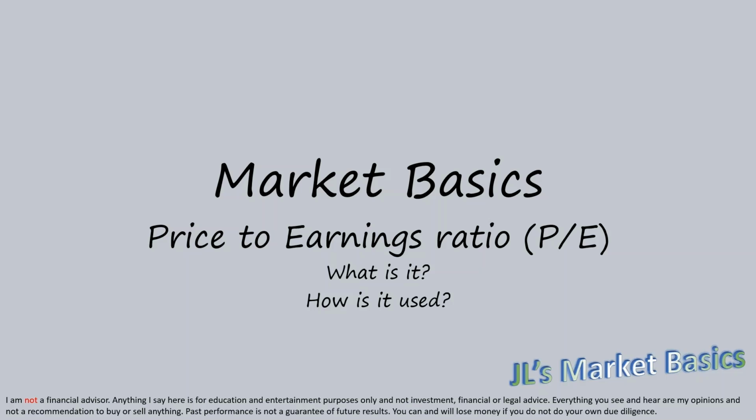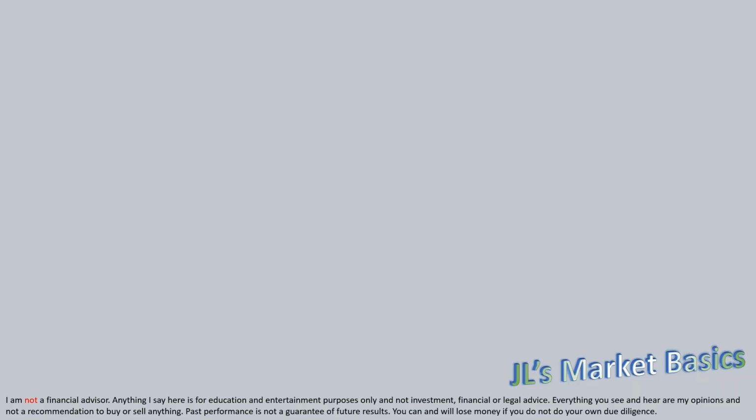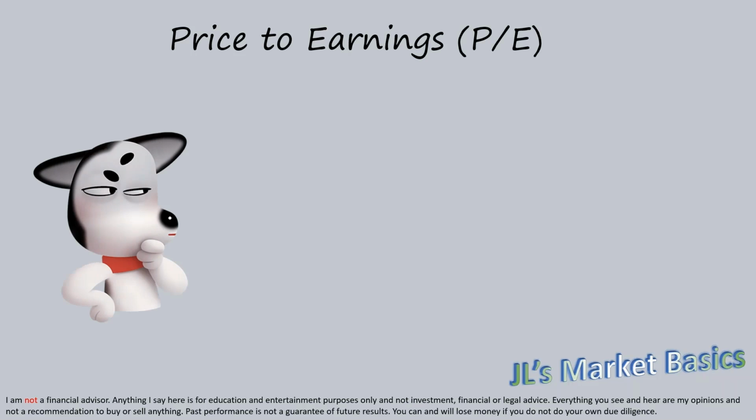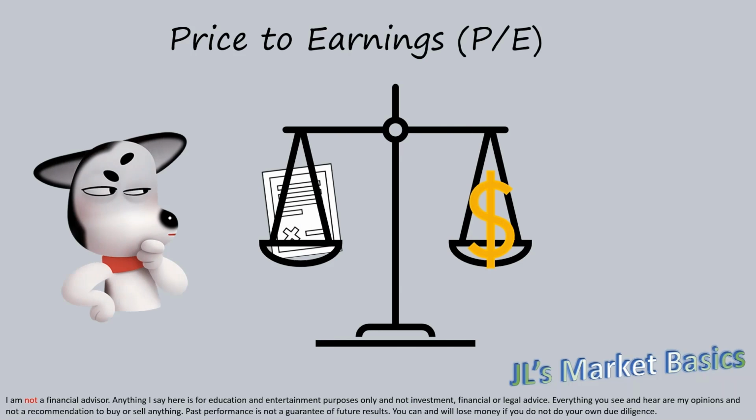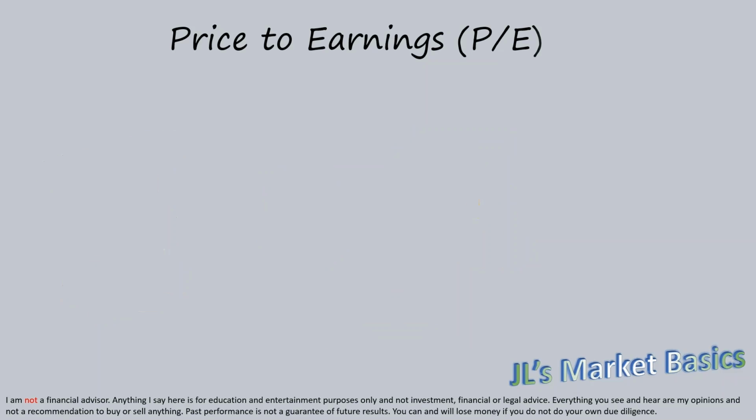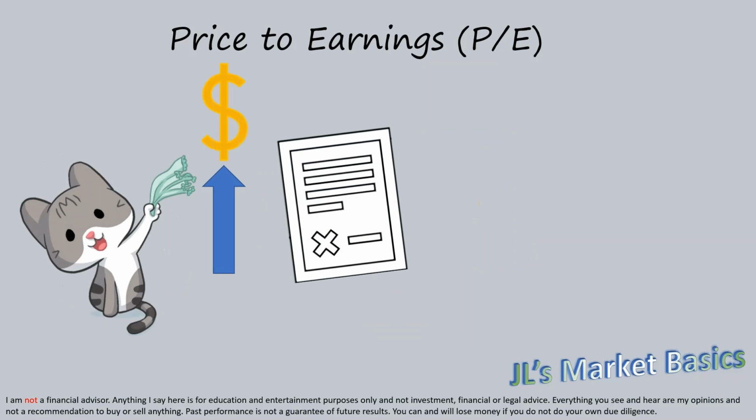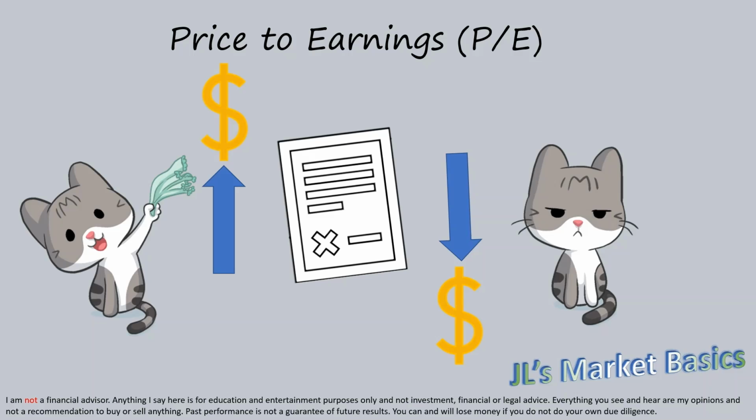Price to earnings ratio, or PE ratio. What is it and how is it used? The PE is used to get a quick valuation of a stock. It gives an investor an idea of how much premium they're paying for a company's earnings. This way, an investor knows if the market is currently pricing in a high or low premium for a stock.